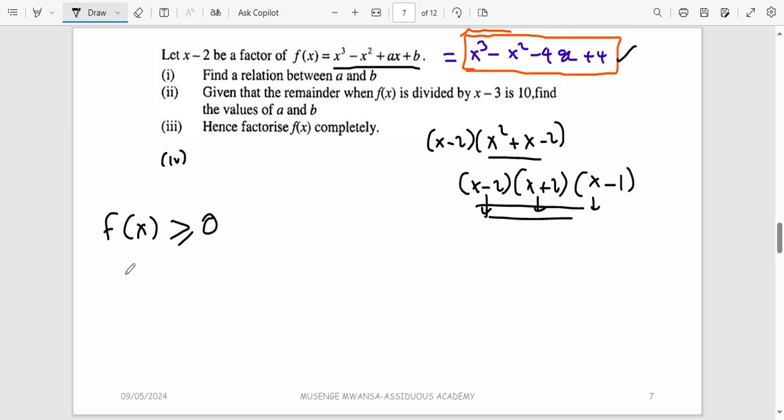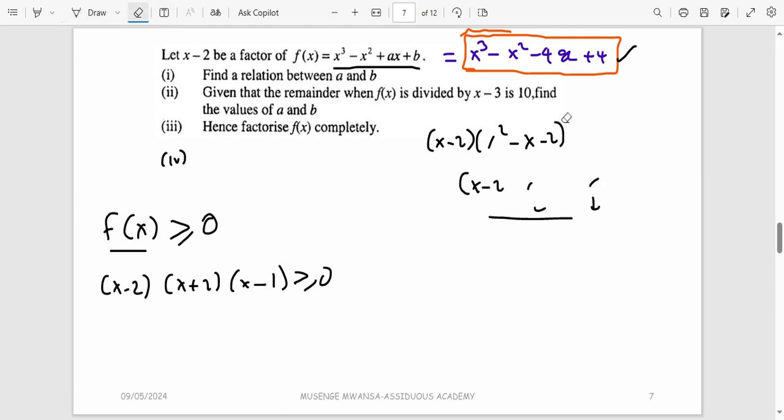But if it was the inequality, so what are you going to do? Get f of x. What is f of x? It is x minus 2, and then you have got x plus 2, then you have got x minus 1. They should be greater than or equal to 0. And then this is what you want to solve. I like inequalities. And you can't have a test or an exam at UNZA where they don't give that.